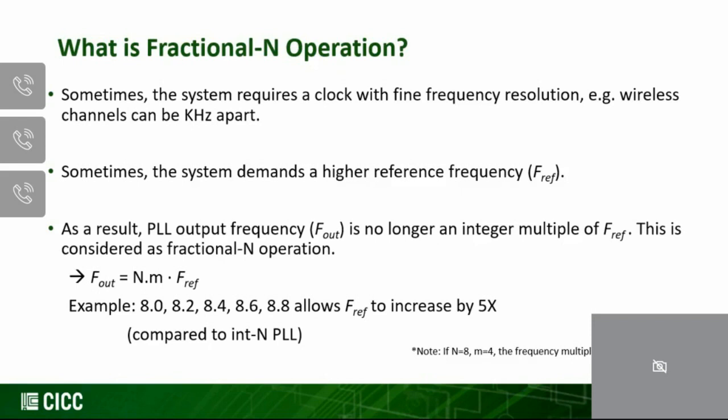So how can we achieve that? Here I give you an example. If the output of the PLL frequency is no longer an integer multiple of the input reference clock frequency, this can be considered as a Fractional-N operation. And here, as we can see, the ratio between F out and F ref is given by these fractional numbers. So in this case, if I can make the resolution of that fractional number 0.2, then I can generate this reference clock frequency as high as 5x more and still keep the same output frequency.